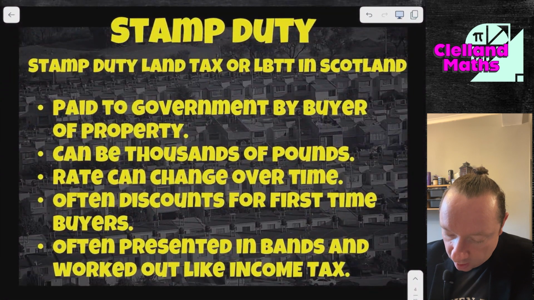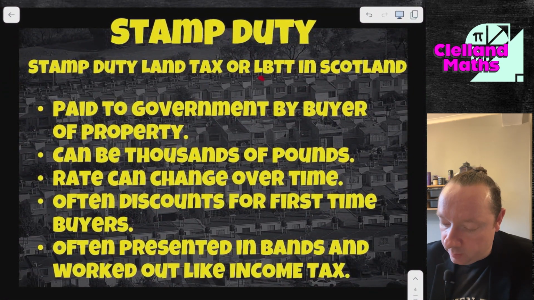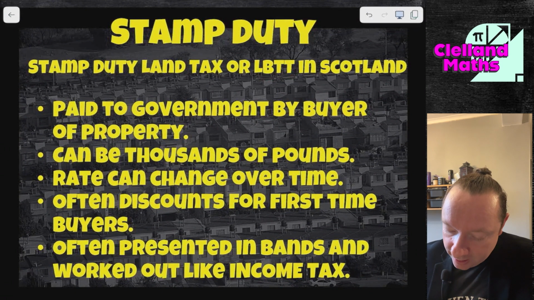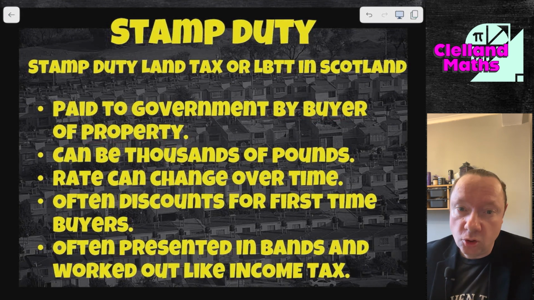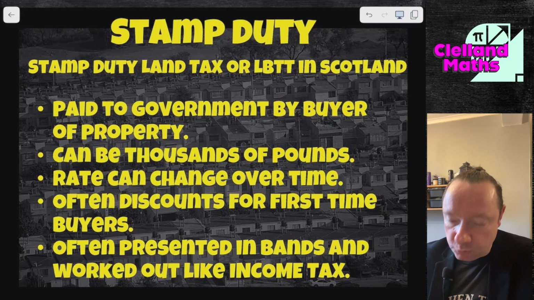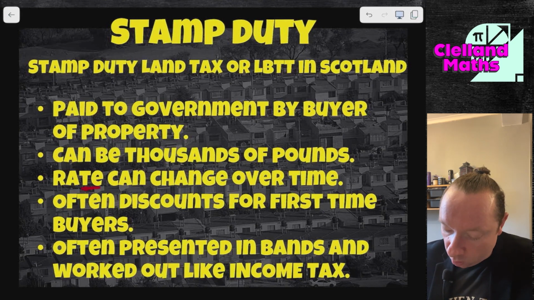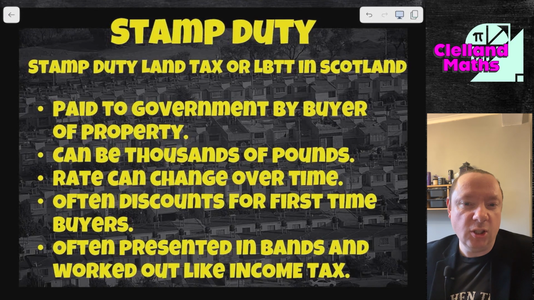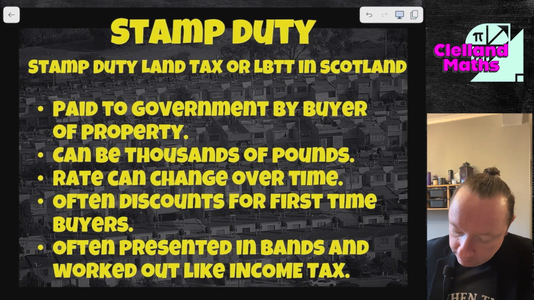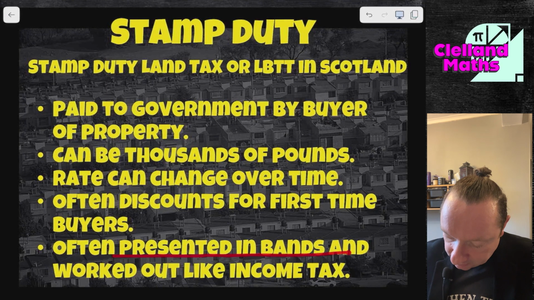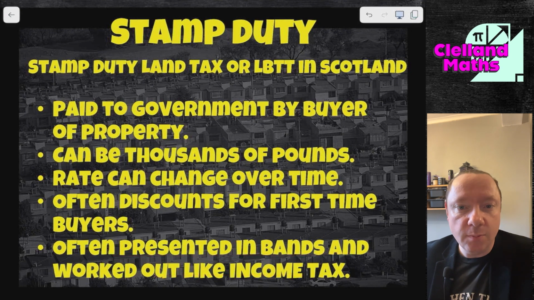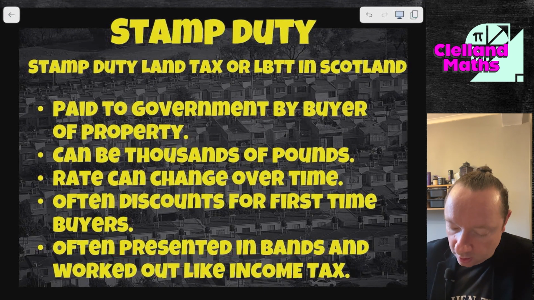So stamp duty to start with. Stamp duty land tax, or LBTT, most people just call it stamp duty, is paid to the government by the buyer of a property. So if you buy a property like a house, you usually have to pay stamp duty, and it can be thousands of pounds. You need to take that into account if you're ever going to buy a house or a flat or whatever it is you're going to buy. But the rate also changes over time, and usually if you're a first time buyer, often you'll get a discount, or depending on the value of property, you might not even pay anything. And it's often presented in bands and is worked out basically just like income tax when you do your tax. So let's look at a few examples.